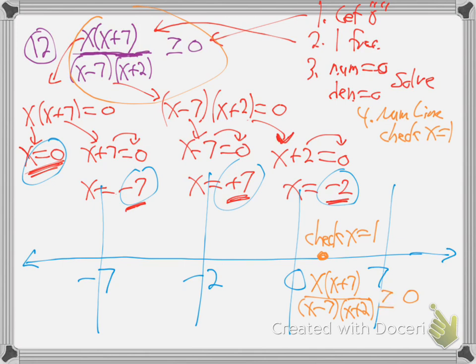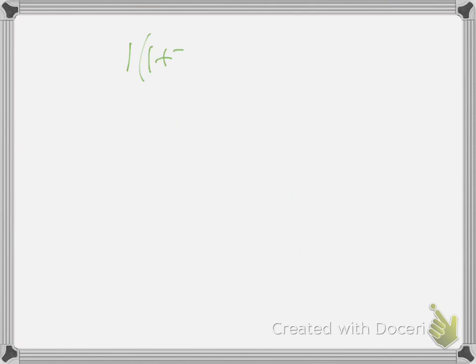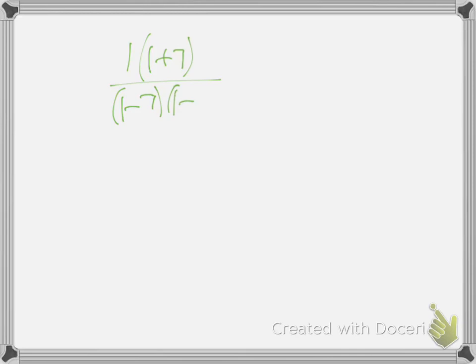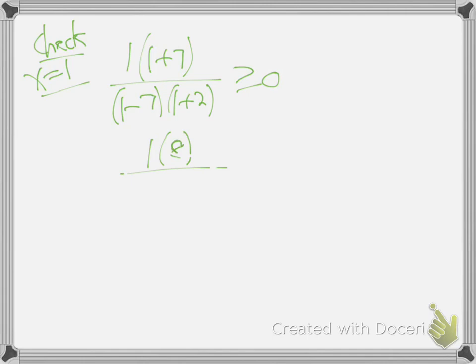Put in 1. So take that 1 and put in 1, 1, 1. Kind of running out of room here. What am I going to get with that? I'm going to take it to the next screen. I'm going to get 1 times 1 plus 7 over 1 minus 7, 1 plus 2 is greater than or equal to 0. So I'm checking x is 1. So that's 1 times 8 over minus 6 times 3. So that's 8 over minus 18.